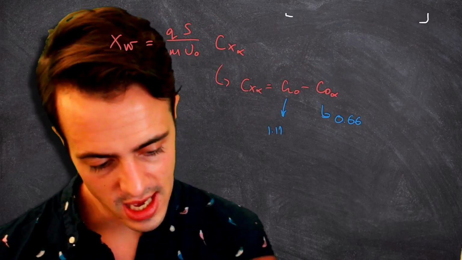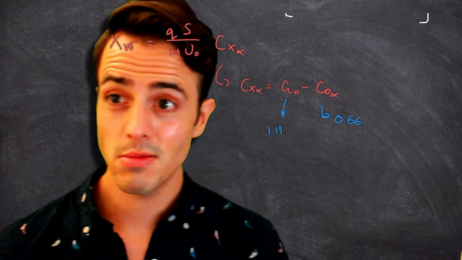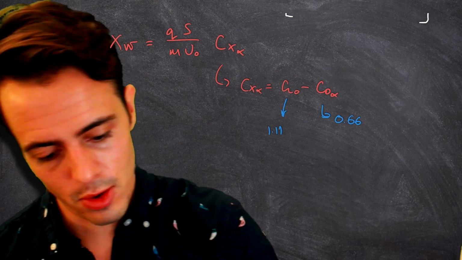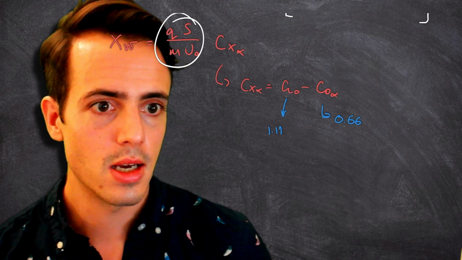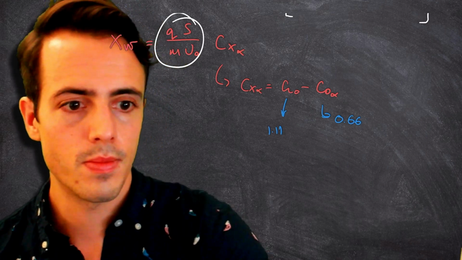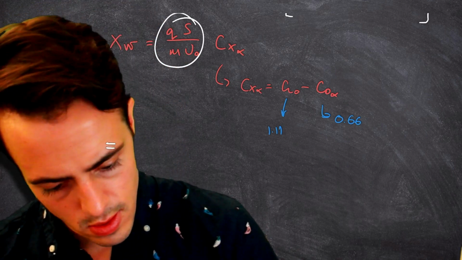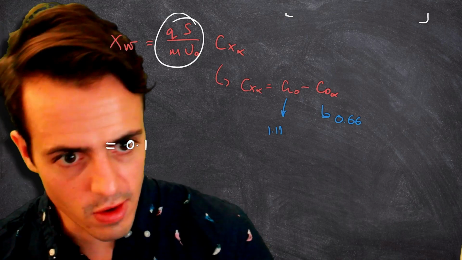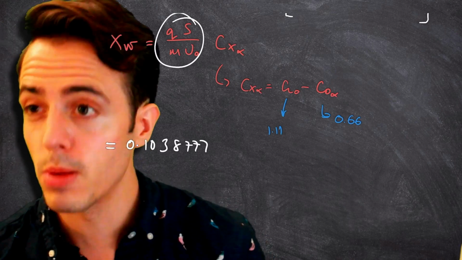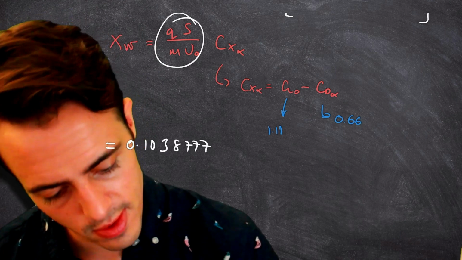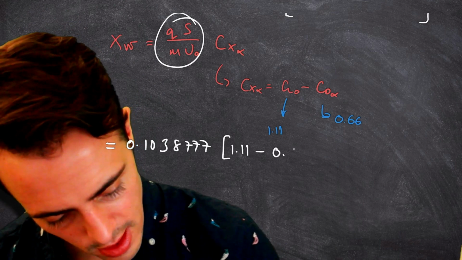But we're going back to this term over here. We've now got the numbers to put in. I'm going to look in my code to get out what this whole term is rather than write it all out. Q times S divided by M multiplied by U is 0.10387777. That's probably more precision than I need, but I can do that in intermediate steps. And then I've got 1.11 minus 0.66.